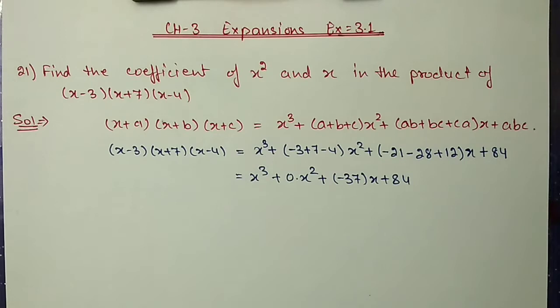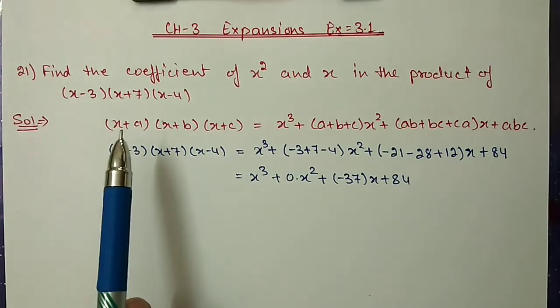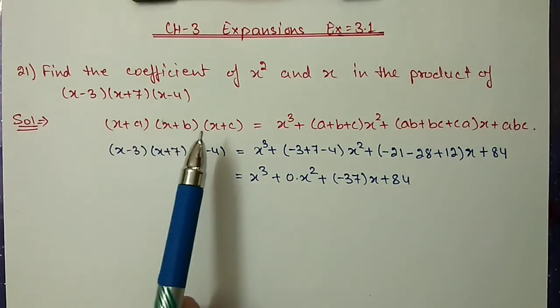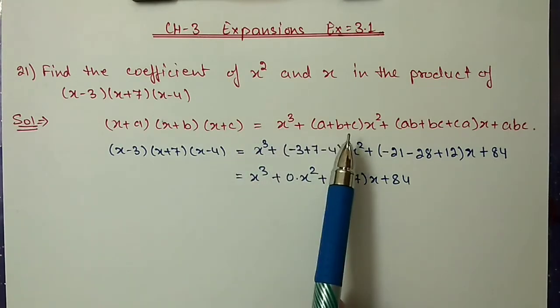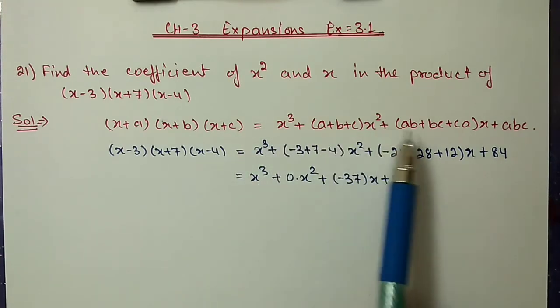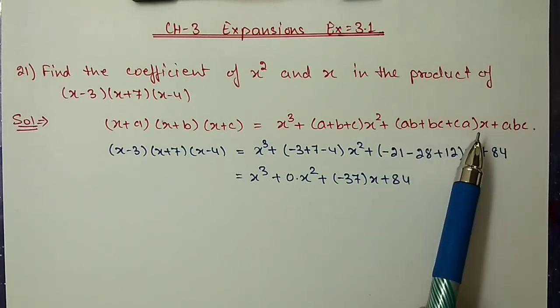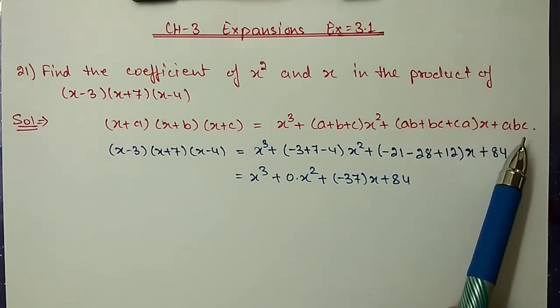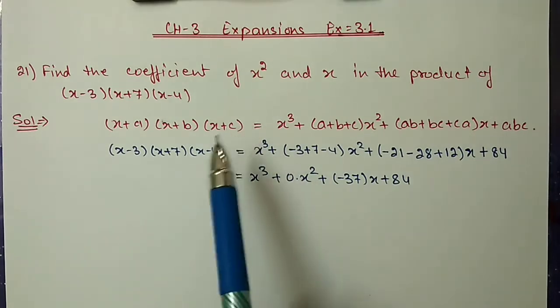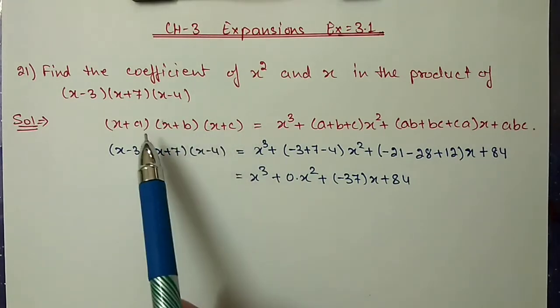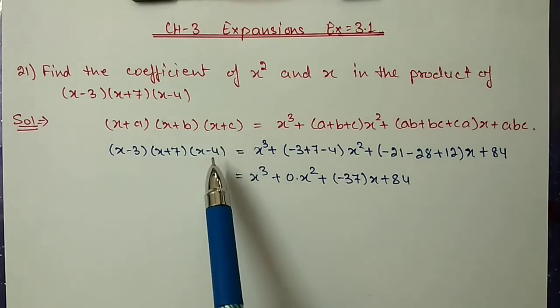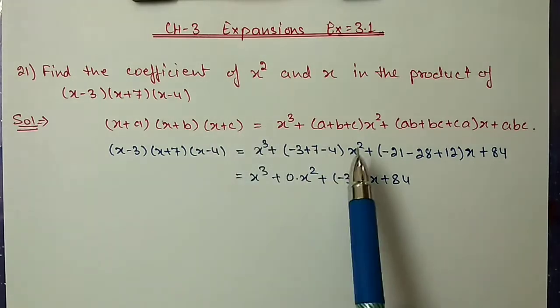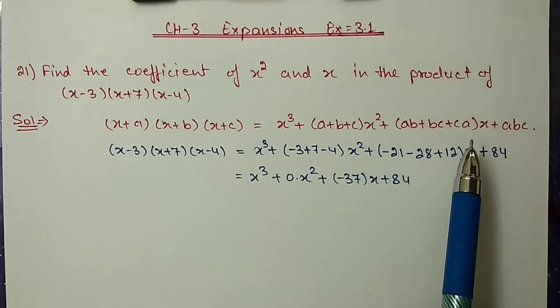4. So here we will use this formula: x plus a into x plus b into x plus c, which is equal to x cube plus (a plus b plus c) x square plus (ab plus bc plus ca) x plus abc. So first of all we will compare the value of a, b and c. A is minus 3, b is plus 7 and c is minus 4. So these values substitute right side of this formula.